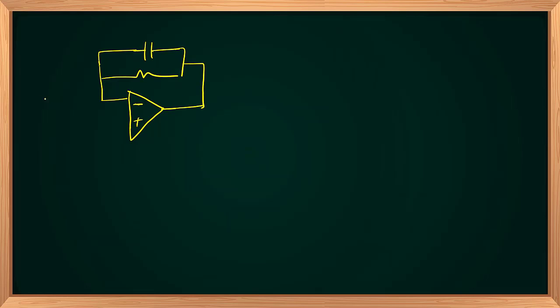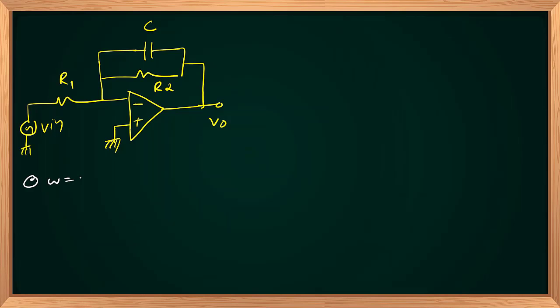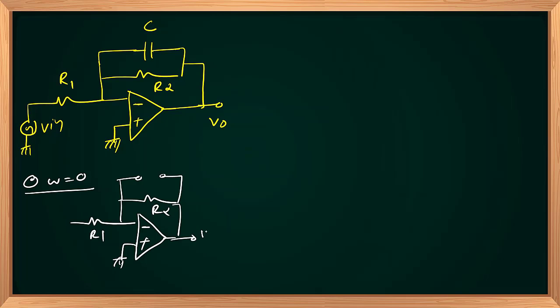If you are observing another kind of circuit with R and C connected like this in the feedback loop, and on the input side I have resistance R, this is my input signal source V in, and the positive input is grounded. Let us consider two extreme cases. At omega equal to 0, the capacitor acts as an open circuit. So my circuit will look like this: capacitor open, R2, R1, V out.